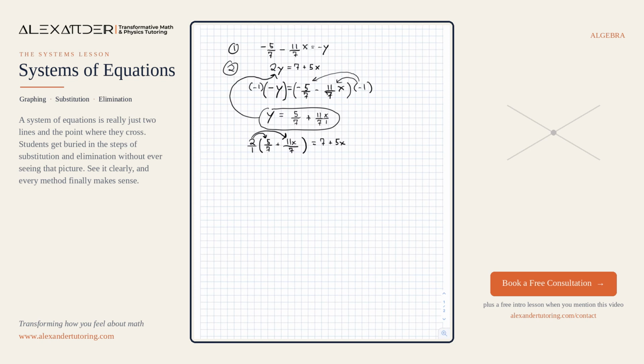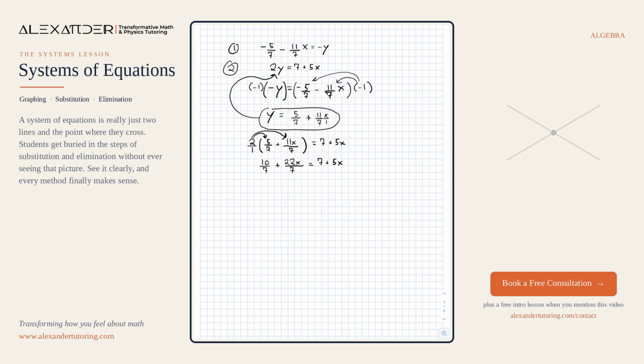Okay, so 2 times 5 is 10. 1 times 7 is 7. Plus 2 times 11x is 22x over 1 times 7 is 7, equals 7 plus 5x. Now, what we see here is a situation in which we have variables on both sides of the equation, meaning the x appears on the left-hand side and on the right-hand side of the equation. So your algebra's got to be good here. You need to know what to do with that.